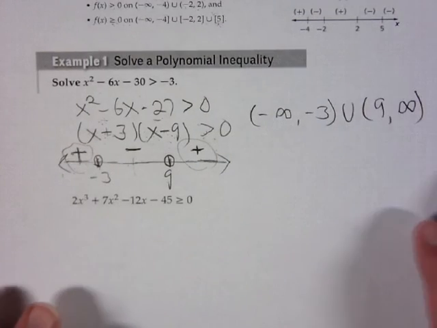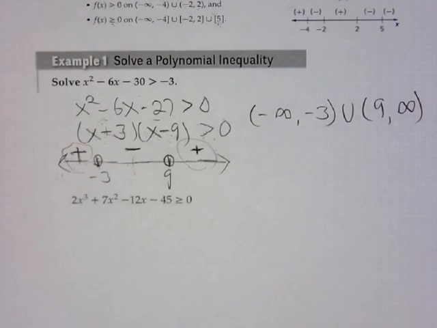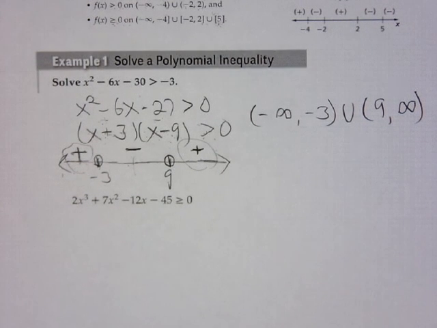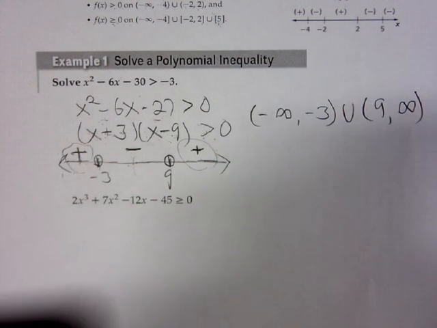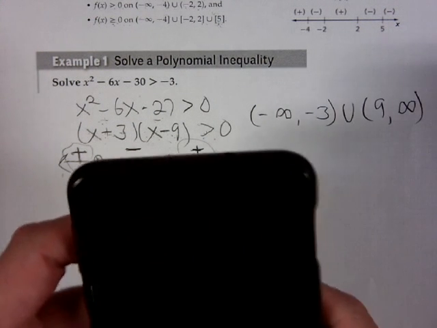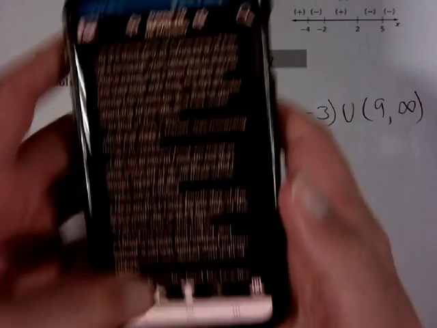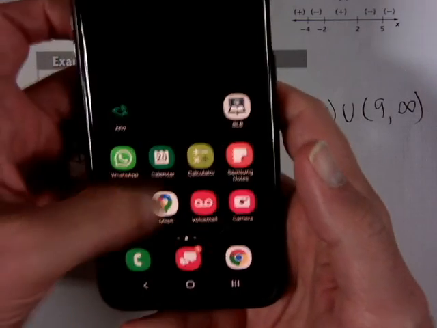And so that's how you would solve one of these polynomial inequalities algebraically by using a number line to help you finish it. However, it's much easier to solve one of these graphically. And so now I can kind of show you what that looks like.